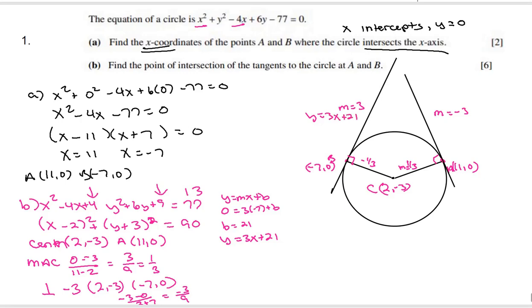And then I'm going to do the same thing on the other side. 0 equals 11 times negative 3 plus b. And that's going to give me a y-intercept of 33. So that's going to be negative 3x plus 33. And see, that's this guy over here. Whoa, what happened there?